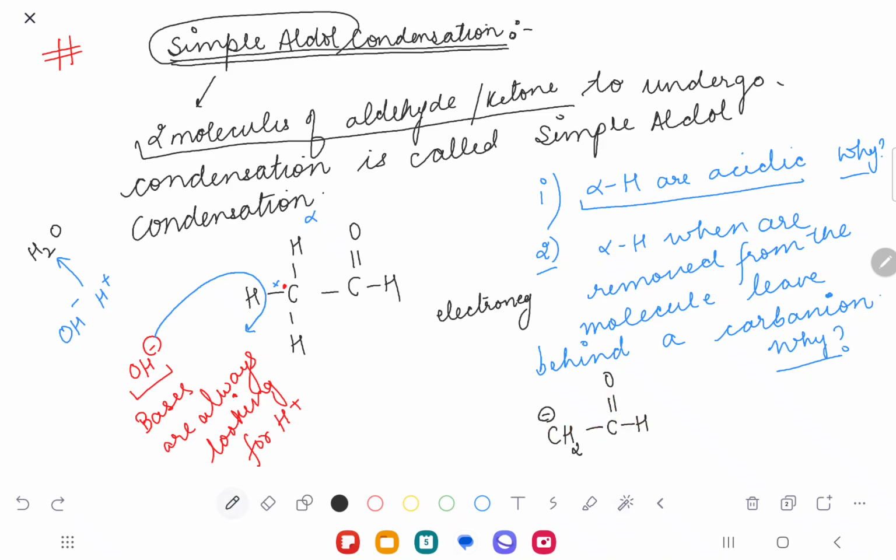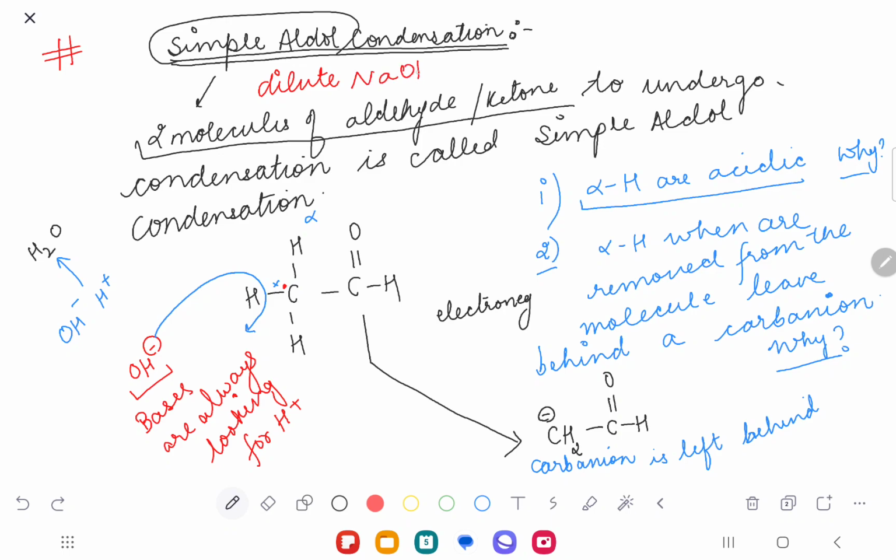So when we are talking about this particular CH2 negative and C double bond OH, this carbanion is left behind first of all. What is a carbanion? A carbon carrying a negative charge. So this carbon is carrying a negative charge. You have to understand that simple aldol condensation takes place in the presence of dilute NaOH.